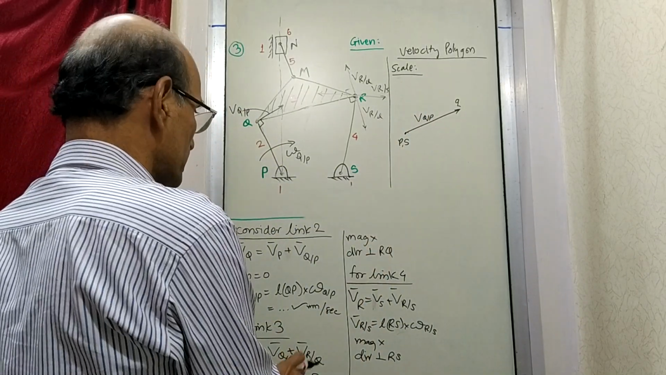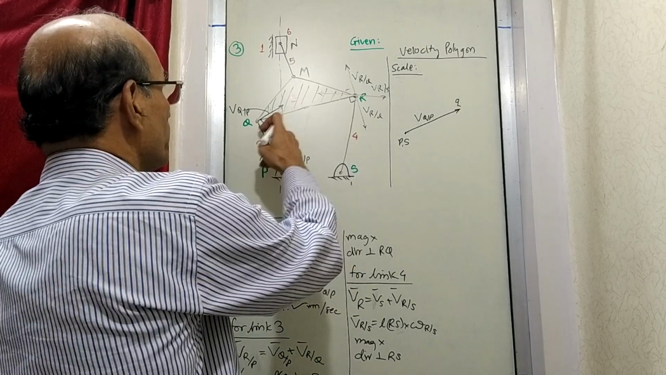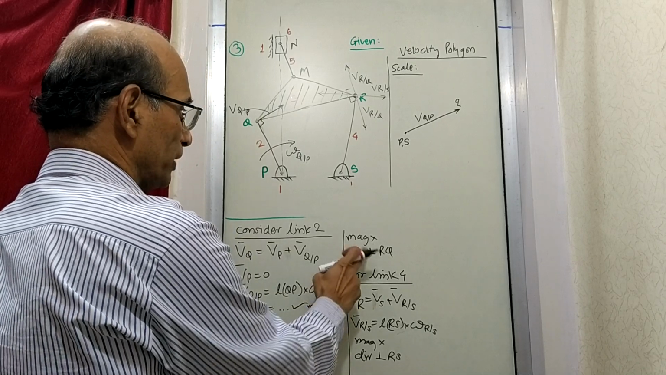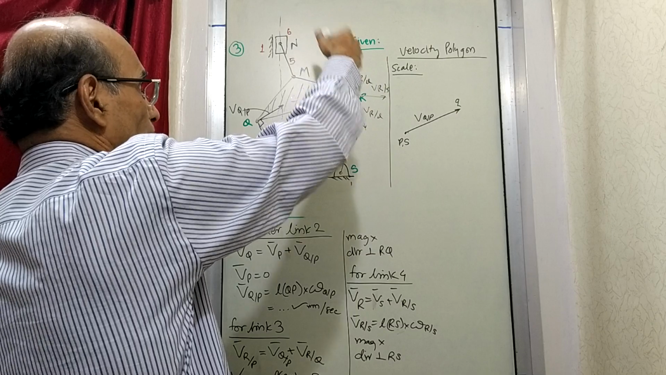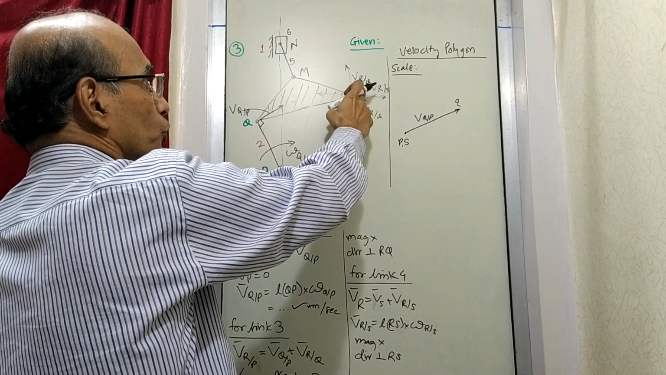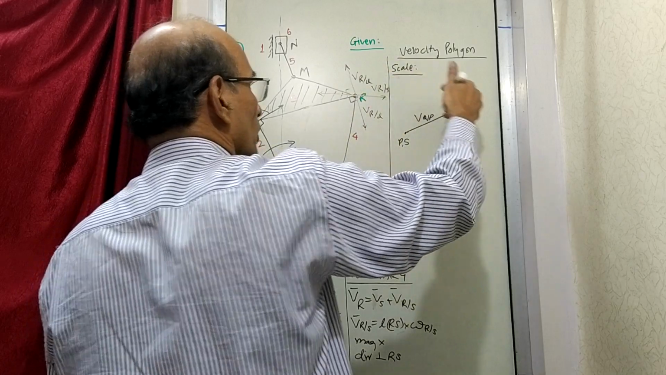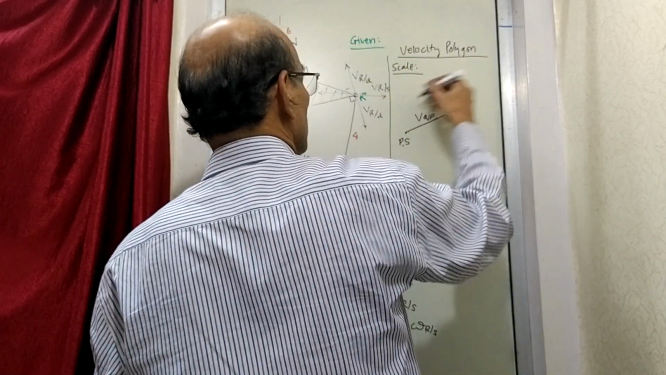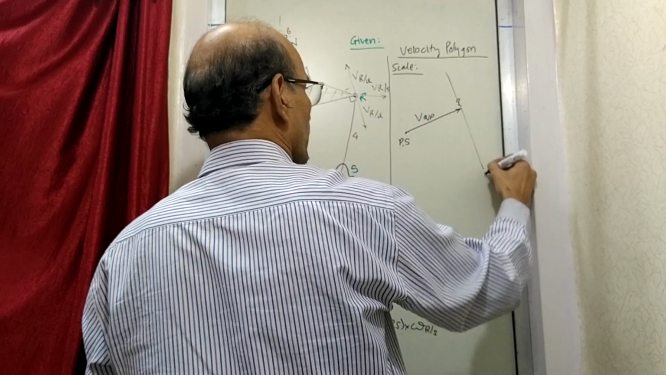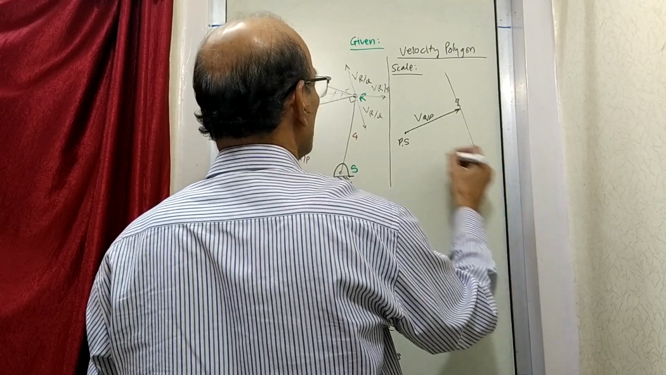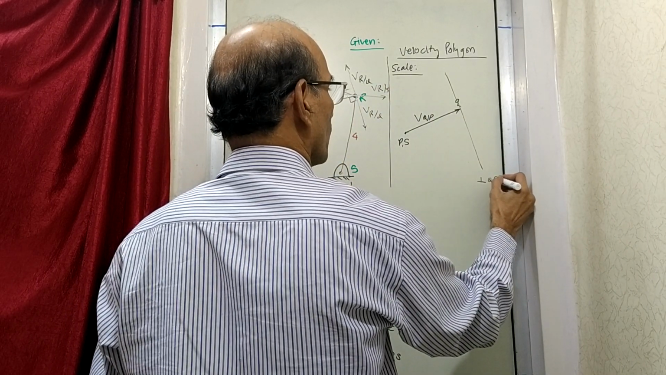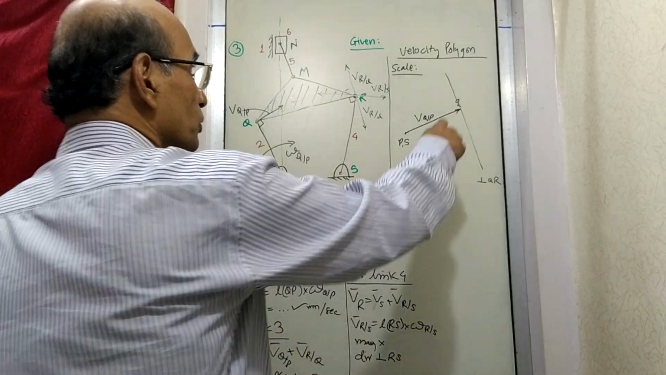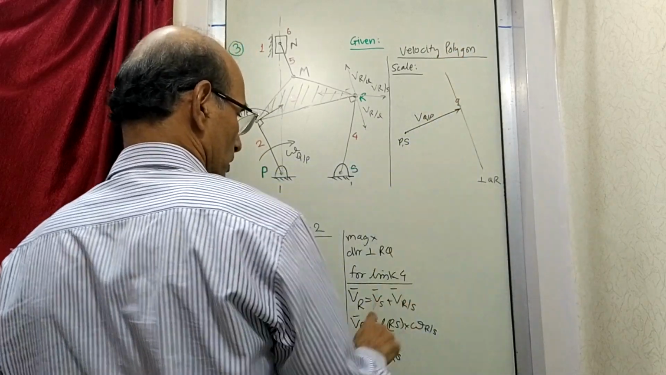Then the second part says the magnitude of velocity of R with respect to Q. Here we don't know the magnitude, but we know the direction. So we now draw a line like this for R with respect to Q. This line will pass through Q. I am drawing it as a light line because it is a construction line. This line is drawn perpendicular to QR. So on this line, Q is here, and R will lie somewhere here. So this much part is over.